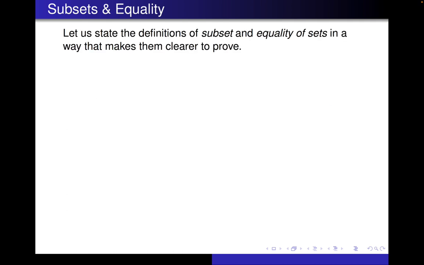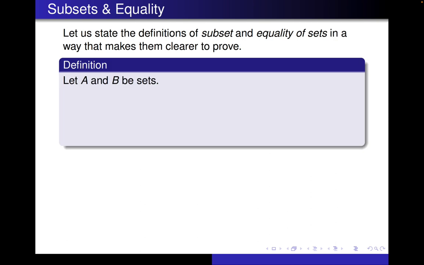All right, so let's look at the definitions of subset and equality in sets in a way that makes them clearer to prove. And remember, what's clearer to prove for us means it tells us explicitly what we're assuming and what we're trying to show, so that proving them is in the form that we're used to doing.